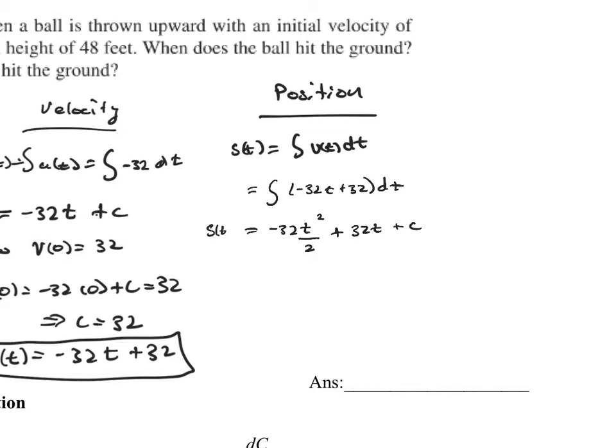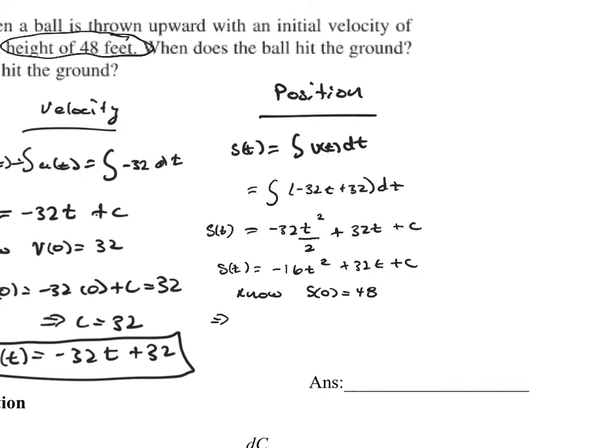So our position function is negative 32t squared over 2 plus 32t plus c, but of course we could simplify that. Look what we're getting: negative 16t squared, because the 32 and the 2 simplified, plus 32t plus c. We need our last initial condition. We know that the initial position, or the initial height, was 48, so we know that s of 0 has to equal 48.